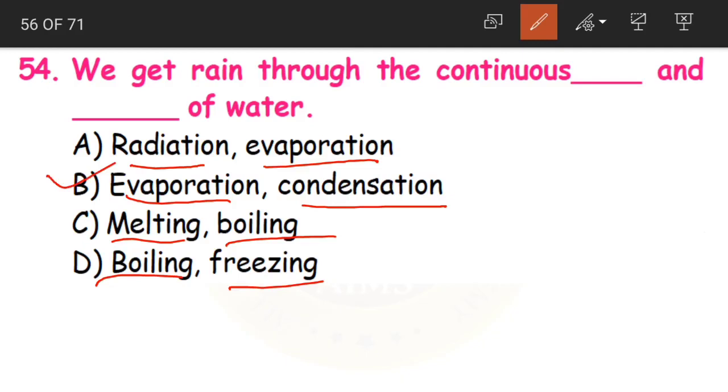Water cycle is nothing but the same process. Because of the water cycle only we are getting rain. So the continuous movement of water in the water cycle and getting rain through the continuous process are both the same, like evaporation and condensation.